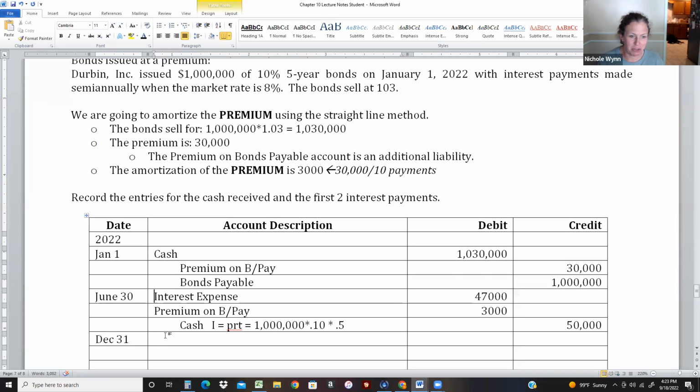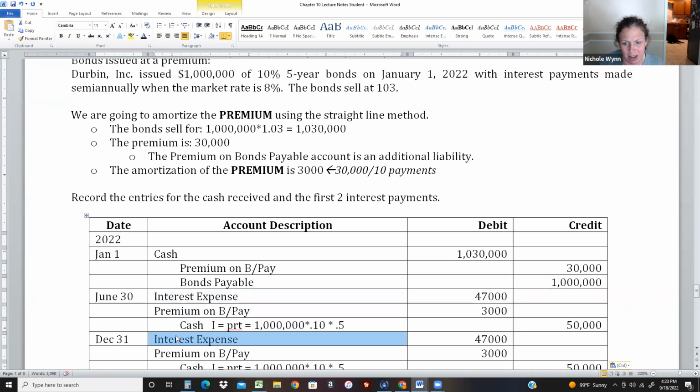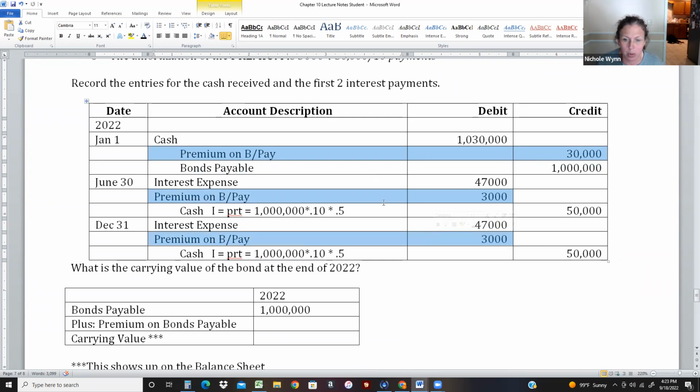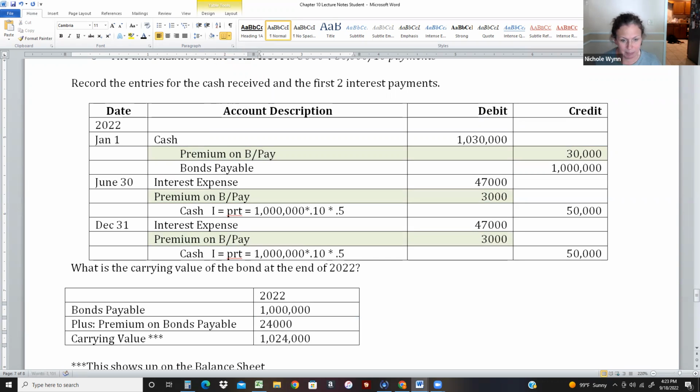All right, so then we will do this exact same entry every 6 months for the whole 5 years of the bond. And so the carrying value of the bond at the end of the first year would be 1 million, and then we subtracted a discount, so we add a premium. The balance in premium, I had 30 in there, and then I whittled away 3, and 3 more. So the balance is 30 minus 6, which is 24. So the carrying value of the bond is $1,024,000.